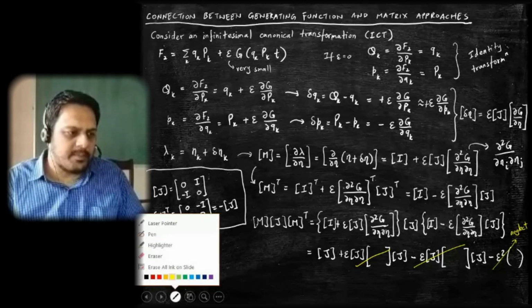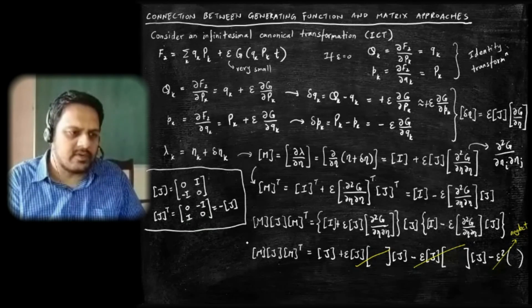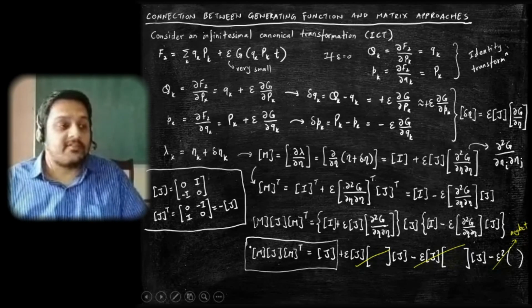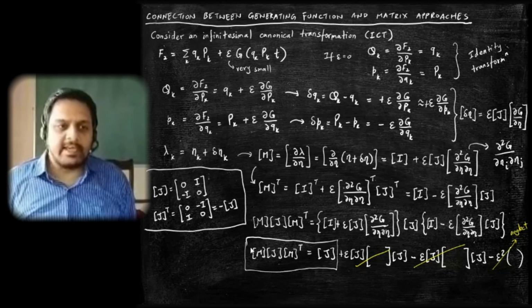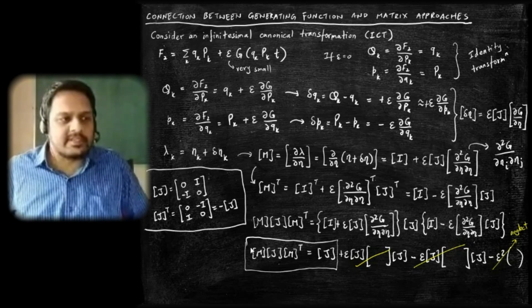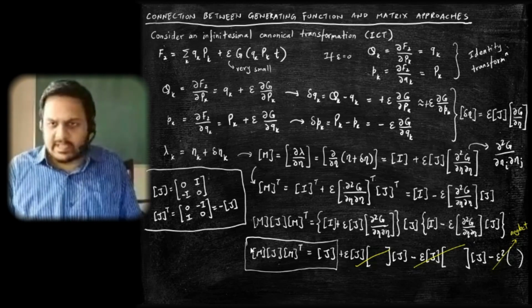And therefore, you end up with the condition that M j M transpose is equal to j. Which means that the transformation generated by your generating function, F2 type generating function, is a canonical transformation. So all infinitesimal transformations of this kind are canonical transformations. That is what this demonstrates.